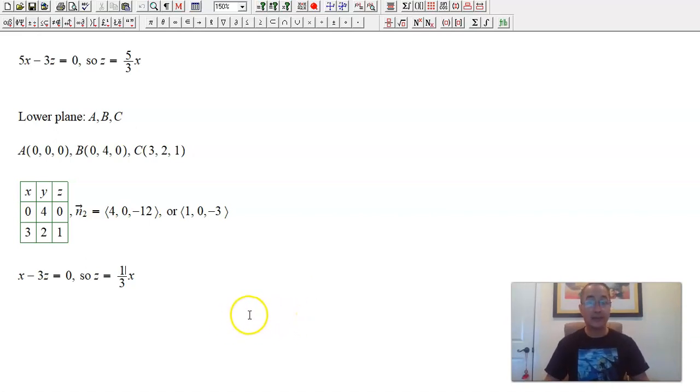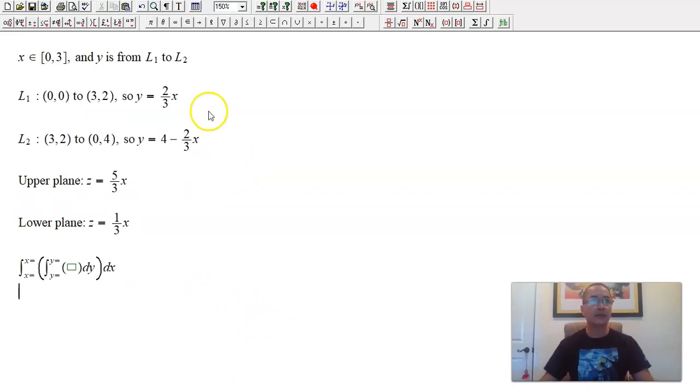All right, so let's set up the double integral. Here's a summary of our computations so far. This is our domain, so it's type 1. X is going from 0 to 3, from L1 with this equation up to L2, this equation. Our upper plane is this, our lower plane is this. And we have a type 1 setup. So here's our template, dx on the outside, dy on the inside. Okay, so we are ready to input our limits.